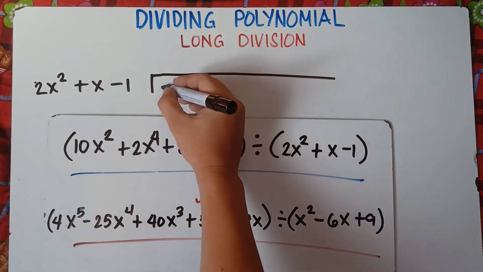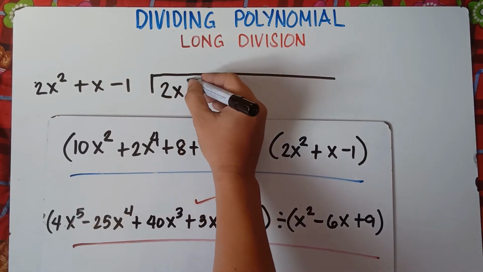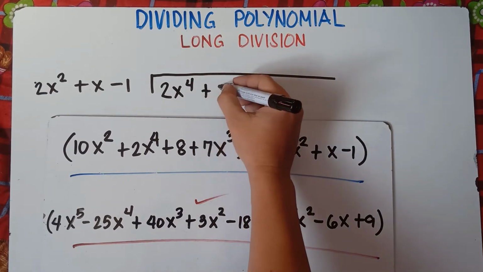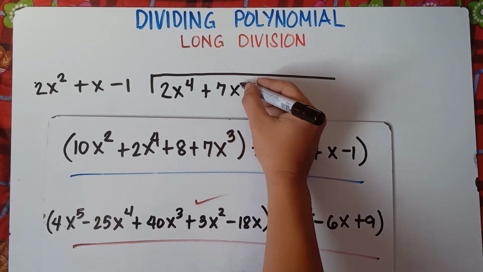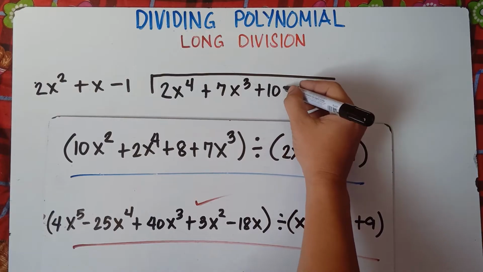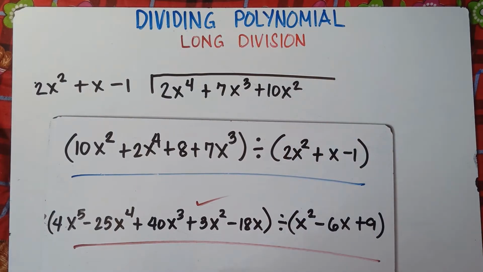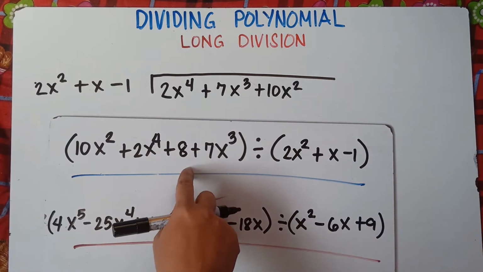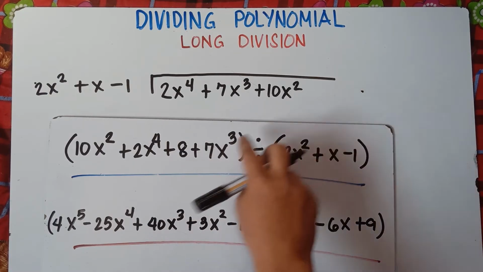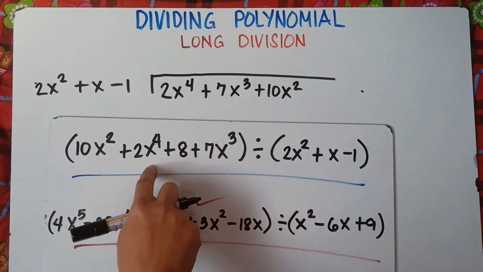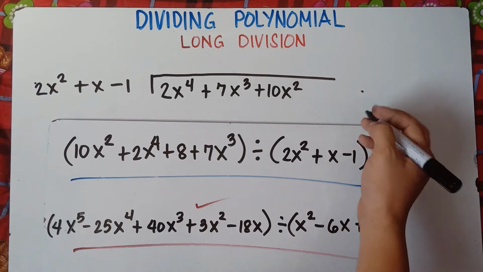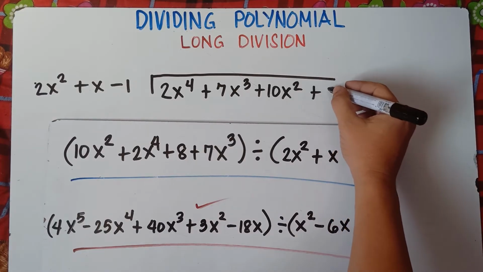So this will be 2x raised to the power of 4. Alright, next will be positive 7x cubed. Then next will be x squared plus 10x squared. And next, no, we don't have a number together with a variable x. Okay, check the equation, because we have x raised to the power of 4, we have cube, we have squared, and next will be x, class. We don't have x, so we will just write plus 0x.